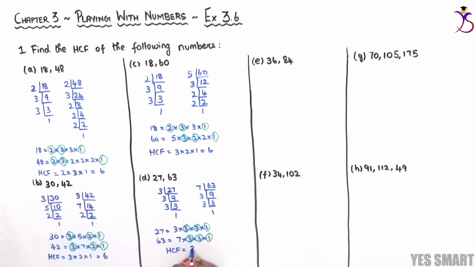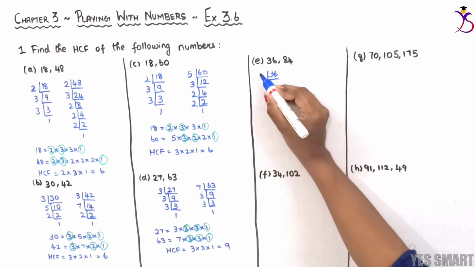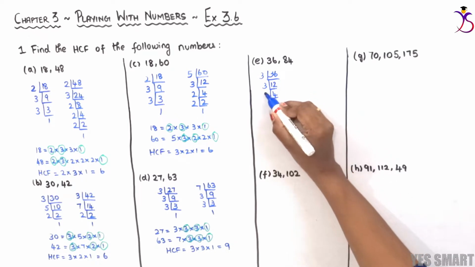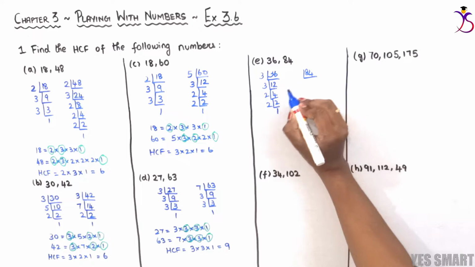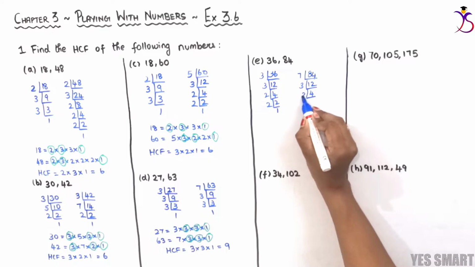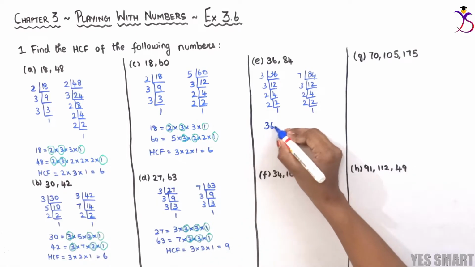Therefore, HCF equal to 3 into 3 into 1, which is equal to 9. Moving on to the next subdivision, 36, 84. For 36, let's start with 3. 3 12s are 36, 3 4s are 12, 2 2s are 4, 2 1s are 2. For 84, 7 12s are 84, 3 4s are 12, 2 2s are 4, and 2 1s are 2. Now let's write the common factors.